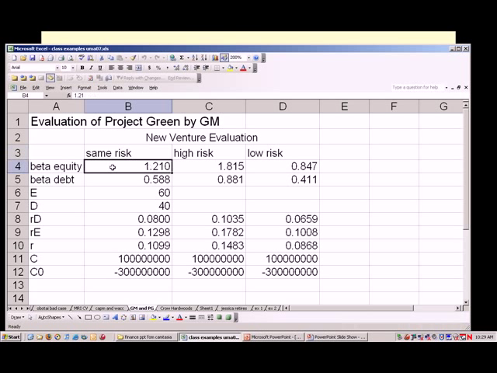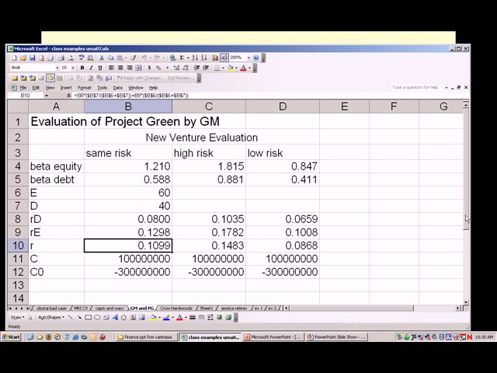GM has an equity beta of 1.21, which corresponds to a return on equity of about 13%. It's got a debt beta of 0.588, which gives it a cost of debt of 8%. Now you can check my calculations for the cost of debt and the cost of equity just by looking at my formulas here. Given these debt and equity costs and the capital structure of GM that's represented here, we can calculate the overall company cost of capital for General Motors, which is about 11%.